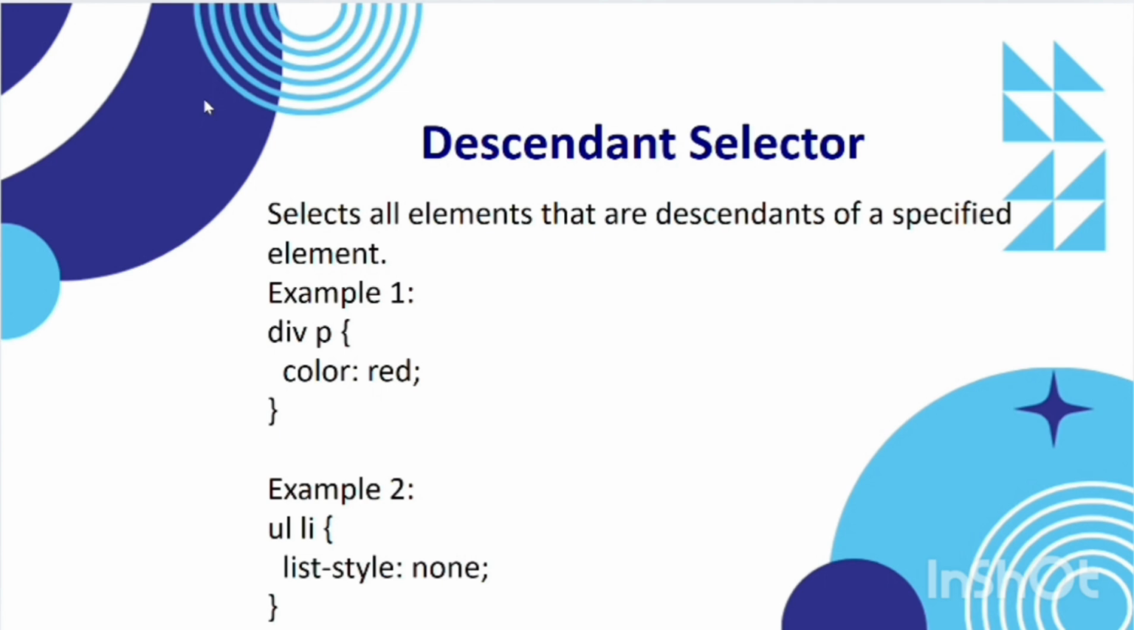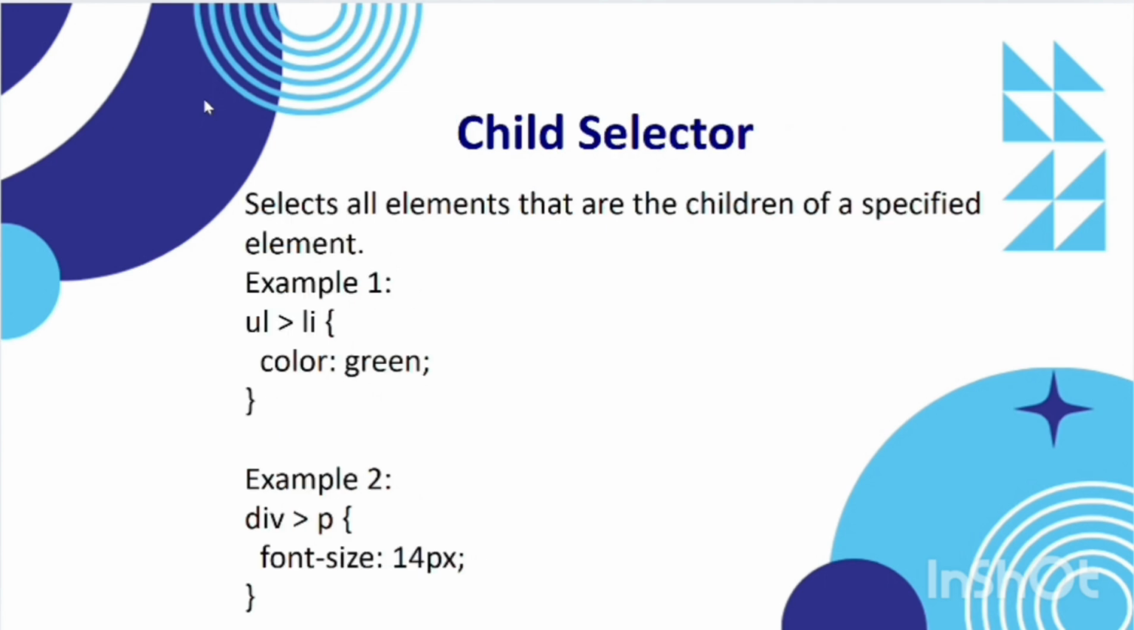Now moving to another slide, which is child selector. A child selector targets only direct children. We use the greater than symbol to represent it as a child selector. Let's take an example. UL greater than LI, open curly brace, color is green. Only immediate list items of UL will appear in green in color.